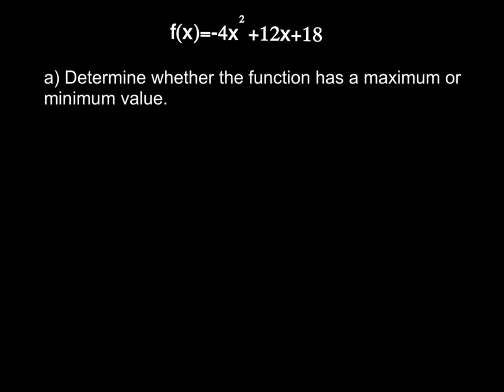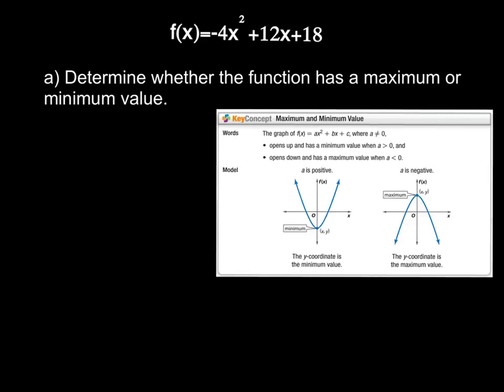We have f of x equals negative 4x squared plus 12x plus 18. And we need to determine whether the function has a maximum or minimum value. So if we're looking at our key concept, our maximum and minimum value concept, we can see that our a is negative 4, right? So that's less than 0.